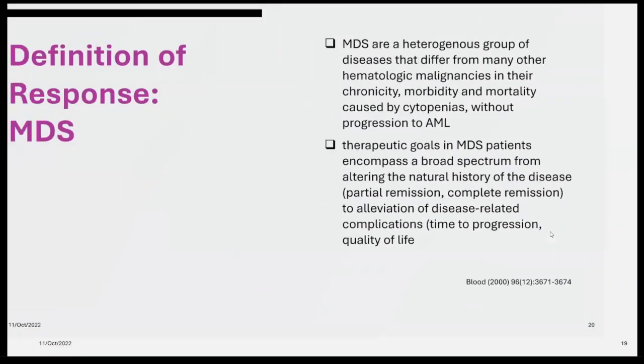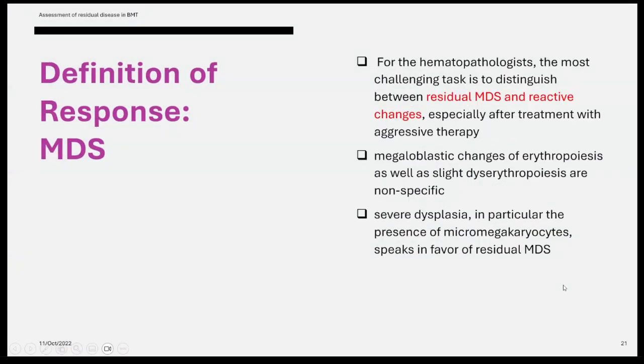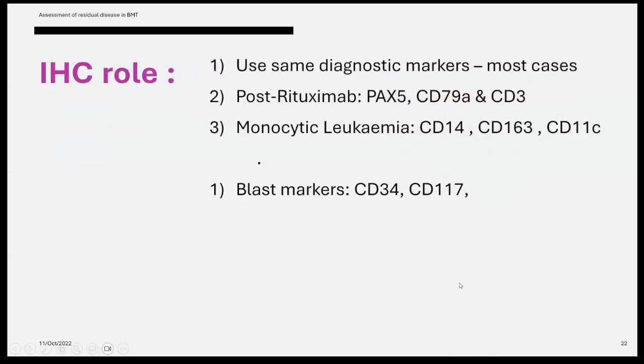Okay, I will talk about this one later. I'll skip this slide. The IHC role: if possible, use the same diagnostic markers in most cases. When you are making the diagnosis, you arrive at the diagnosis based on those markers. So when you are doing the follow-up marrow, you must use the same markers, compare marker to marker, and try to quantify positive or negative.